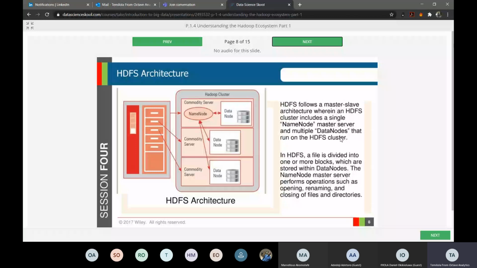So what does the data node do? The data node performs the file read and write operations, in addition to block creation, deletion, and replication, once the instructions are received from the name node. So you can see the name node as the master that gives instructions to the data node on what to do with the data. The name node also carries the information on how data should be distributed across the different servers, across the different data nodes on different servers. So the name node is more or less like the administrator in the HDFS architecture cluster.